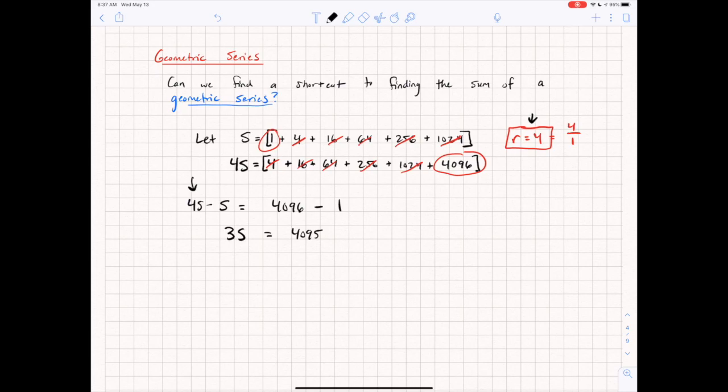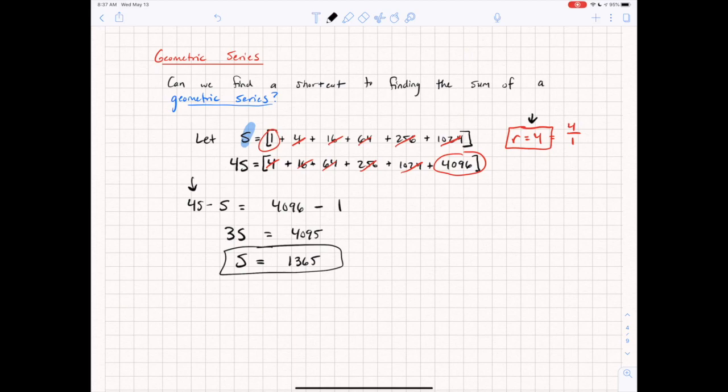Well, if the whole question here is to solve for s, I'm trying to figure out what the sum is. If I just divide by 3, I have s, right? 4095 divided by 3 is 1365. So by doing this manipulation, we just found what the sum of the original series is. And you can check this. You can go back through and add up 1, 4, 16, 64, 256, and 1024, and you should get 1365. So the process that we just did worked. It was kind of weird, right? It just happens all of a sudden.